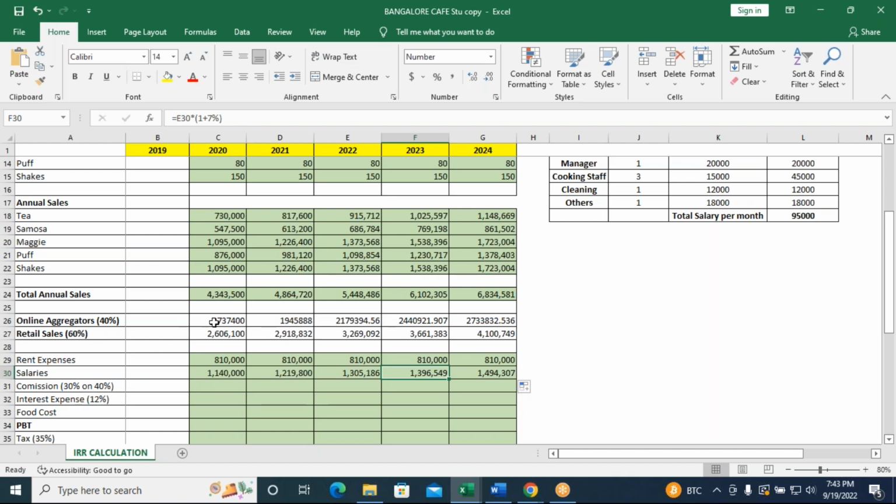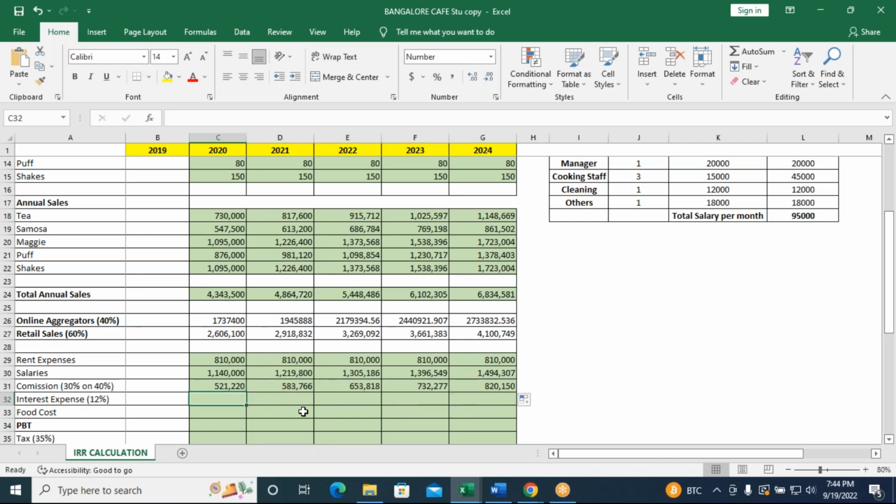So next we have to calculate the commission. That is on online sale is equal to, select the cell, into how much commission have we spoken of? 30% commission we will give. Is that commission getting increased? Have we mentioned anything about a hike in that? No, the 30% is going to remain the same throughout the year.